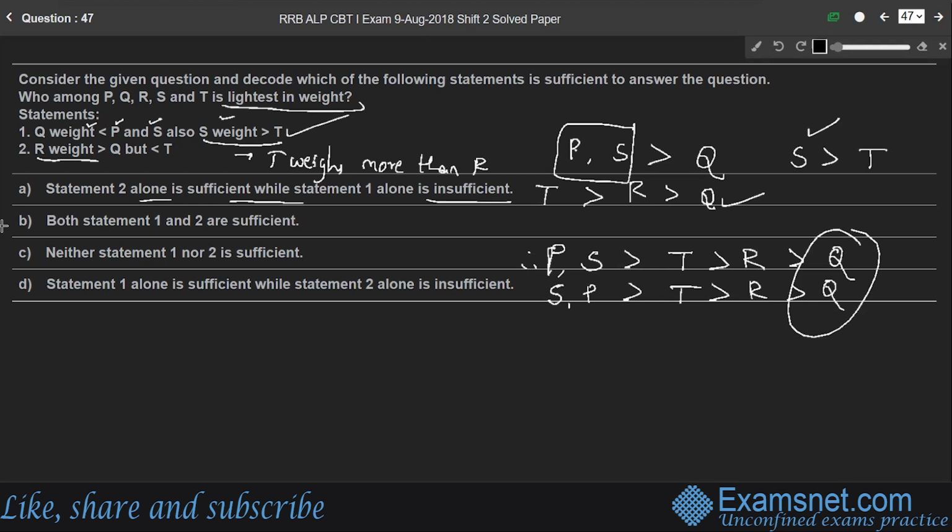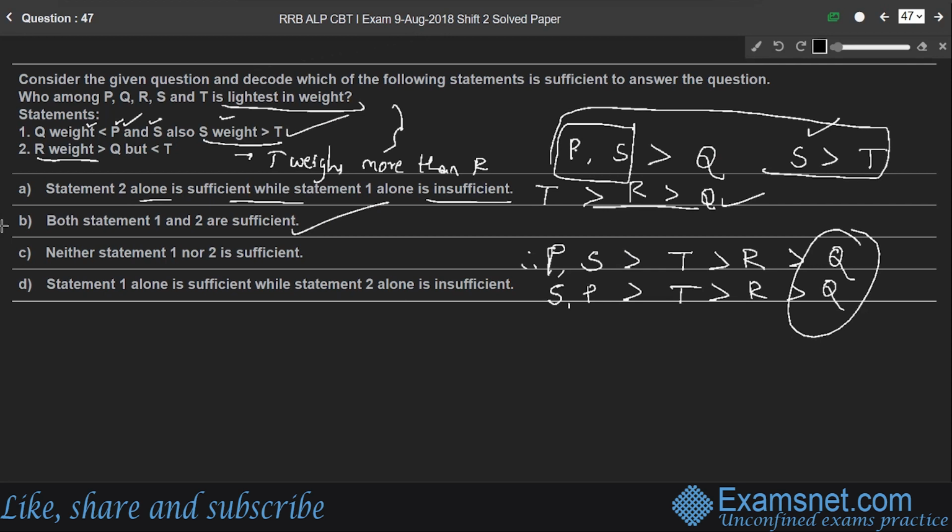So here students, to answer this, we need both the statements, right? Because in statement 1, Q weighs less than P is given, P and S, and the remaining person's weight is not clearly given. In statement 2, S is strictly greater than T is given, and the weight relation between T and R is not given in statement 1. Therefore, we need both the statements together to answer the question.